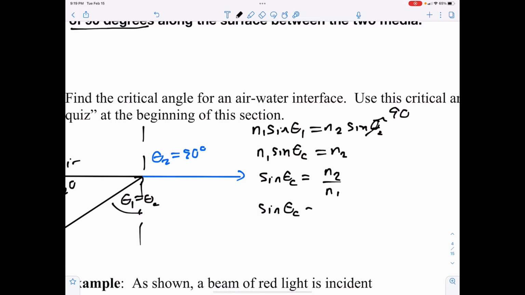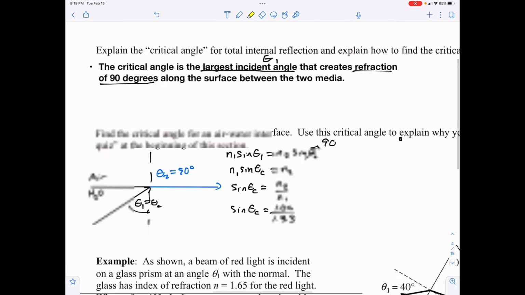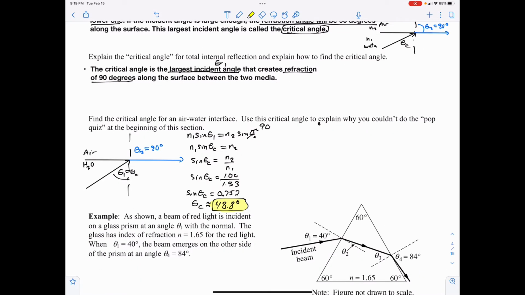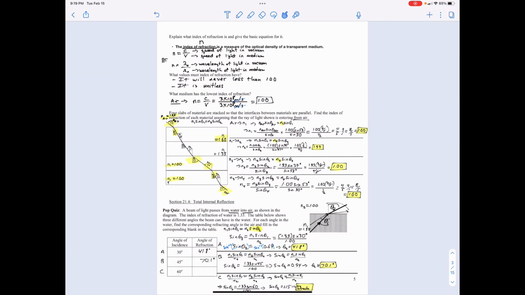Sine of theta c is equal to 1 over 1.33, which when you put that into a calculator is about 0.752. If you take the arc sine of both sides, the critical angle for the air-water interface is about 48.8 degrees. Now, that means that is the largest angle that you can have. Now we go back and we look at the previous example in the pop quiz.